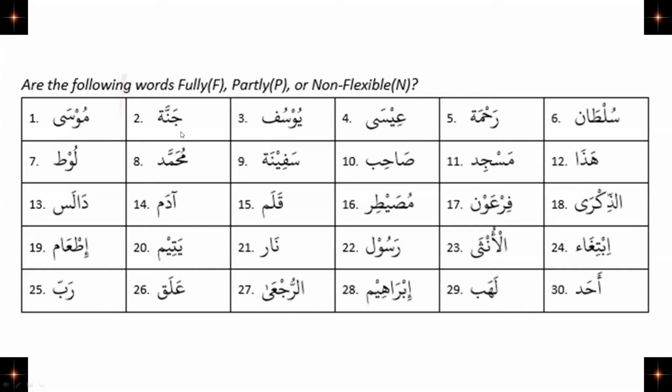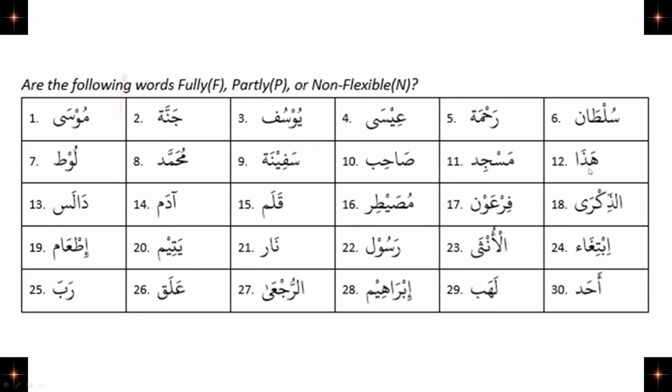Let's go to Jannah. It's an ism. Is it fully, partly, or non-flexible? Fully, okay. Let's go to Yusufa or Yusufu or Yusufi. Is it fully, partly, or non-flexible? Number 3. Why is it P? Why is Yusuf P? Yes, it's non-Arab. Absolutely correct.